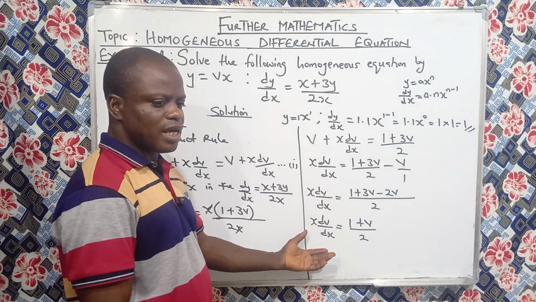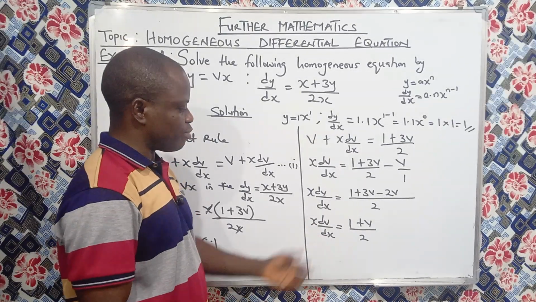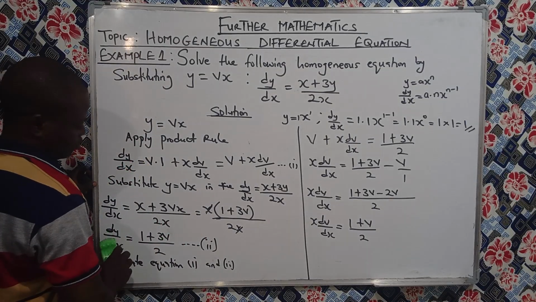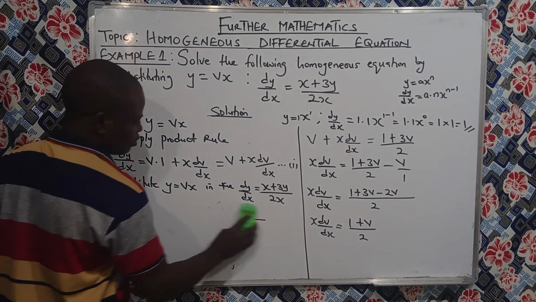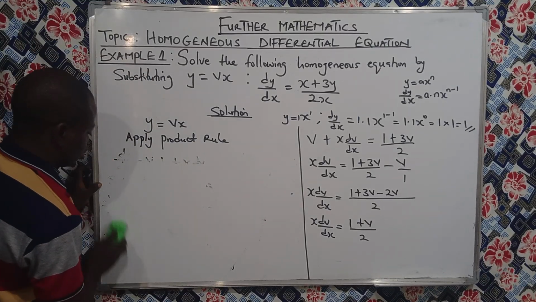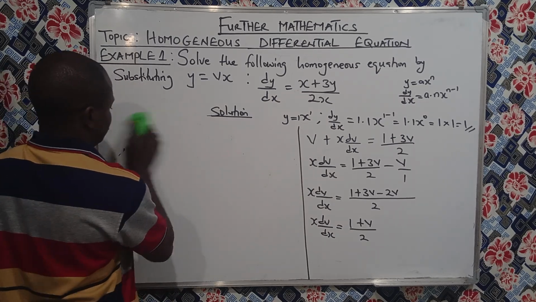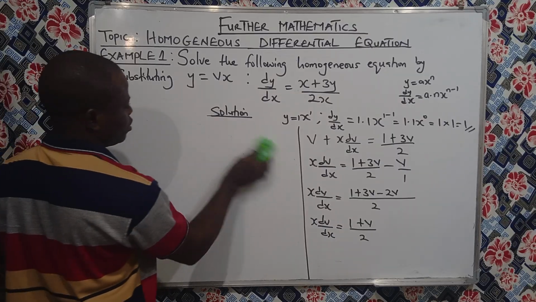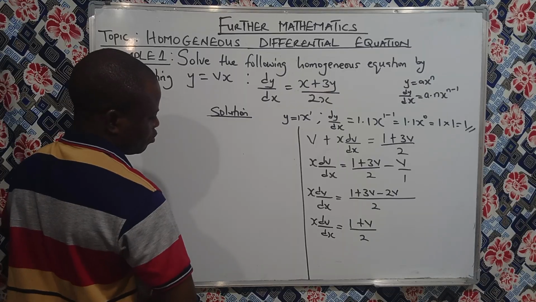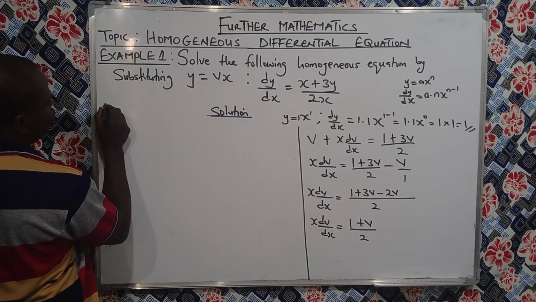At this point, we can now apply separation of variables, in which integration will take place. Okay, now let's cross multiply. I'm going to show you how integration will take place. Now I have 2 cross multiply.